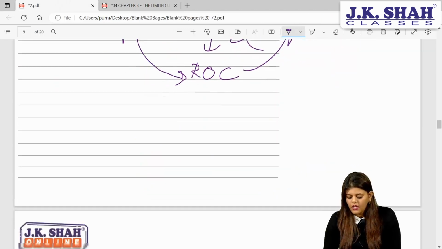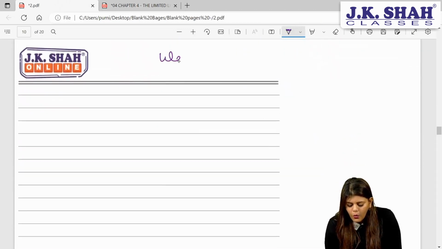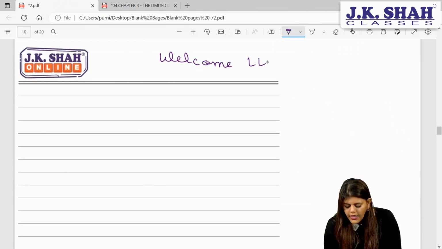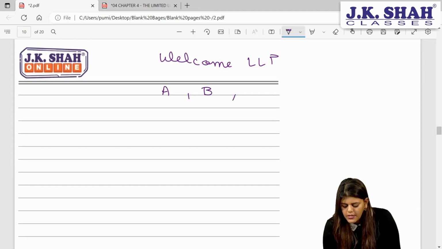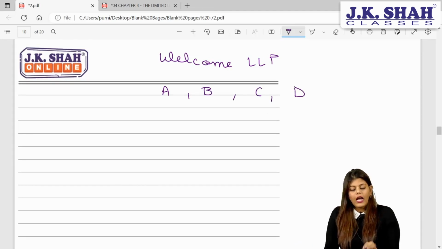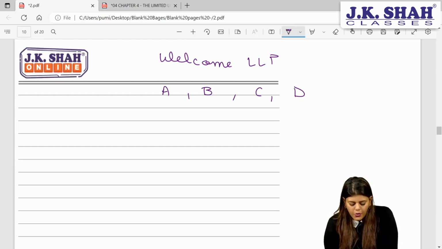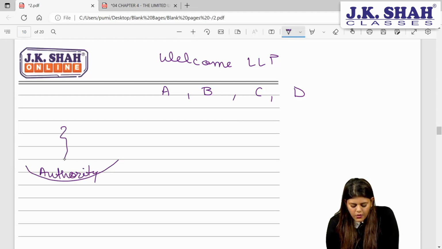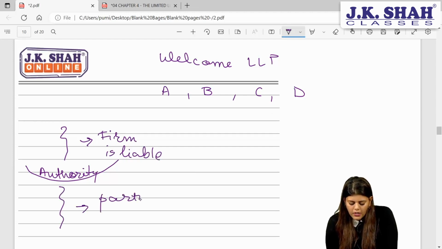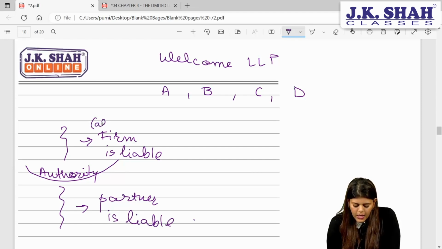So again, just as in companies, many people might take advantage of this limited liability. How? For example, let's say there is this LLP, Welcome LLP, and in this there are 4 partners, A, B, C and D. Before I tell you more about this, I want you to recollect something of your Partnership Act. Every partner has been given some kind of authority. If he acts within authority, firm is liable. Similarly, if he acts beyond authority, partner is liable. But when I say firm is liable, indirectly I am saying all the partners are liable because there is no separate legal existence.